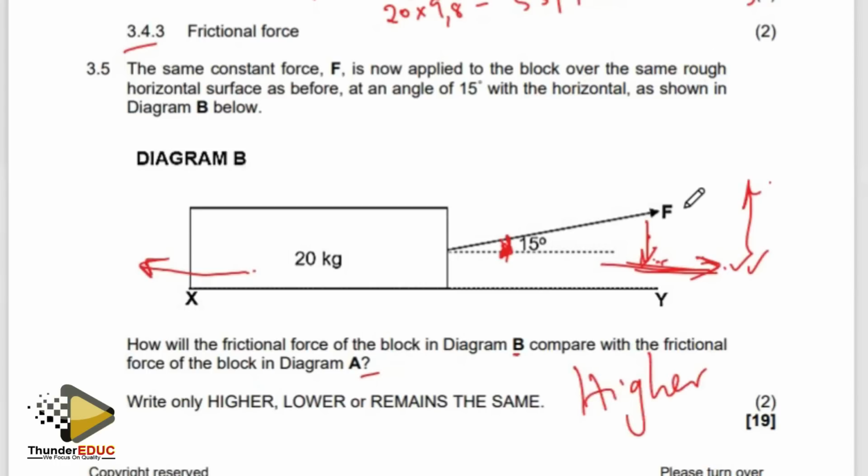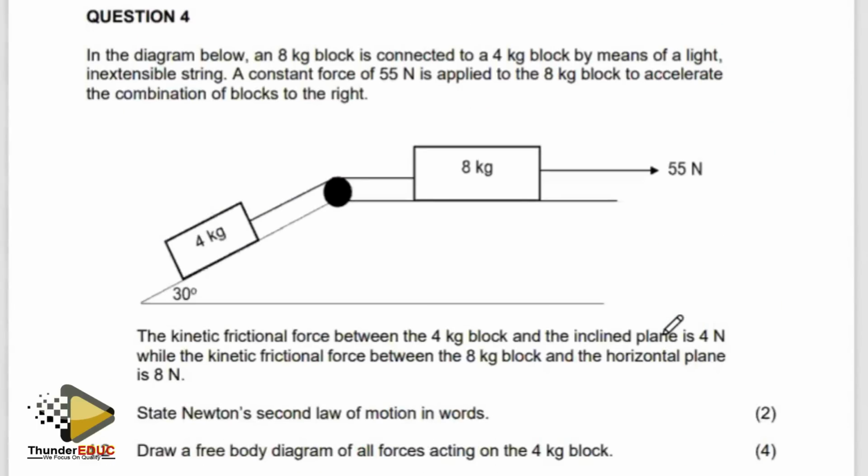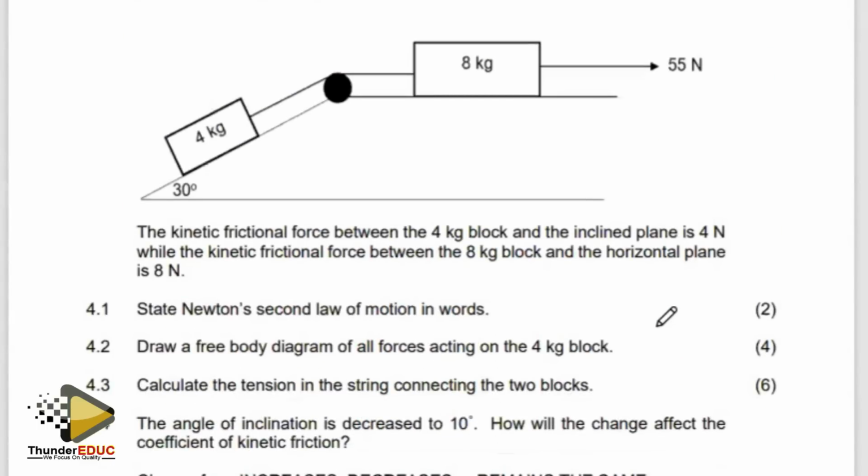So we're going to say it's higher. That is question 3. Then question number 4, they're telling us that in the diagram below, an 8-kilogram block is connected to a 4-kilogram block by means of a light inextensible string. And then a constant force of 55 newtons is applied to the 8 kg block to accelerate the combination of the blocks to the right. The kinetic frictional force between the 4 kg block and the incline is 4 newtons.